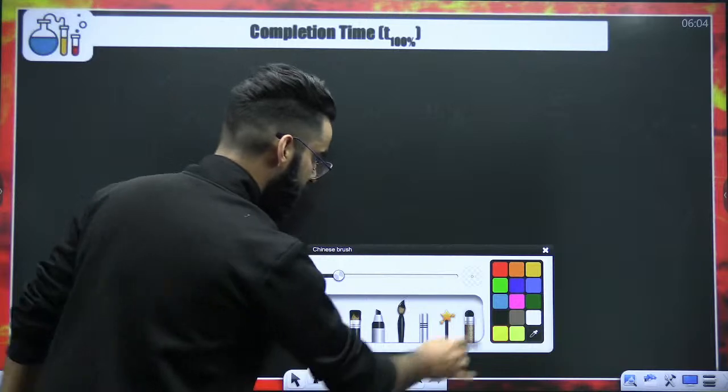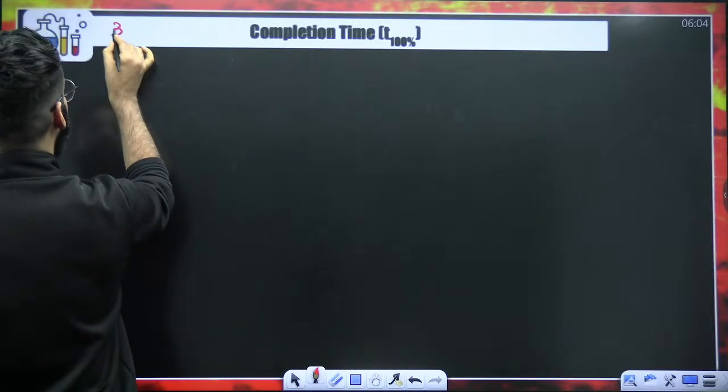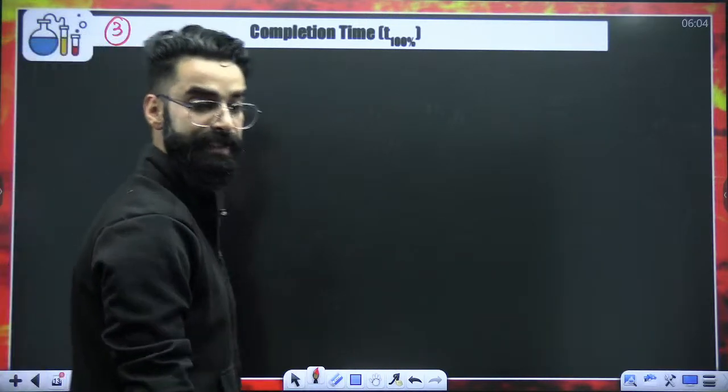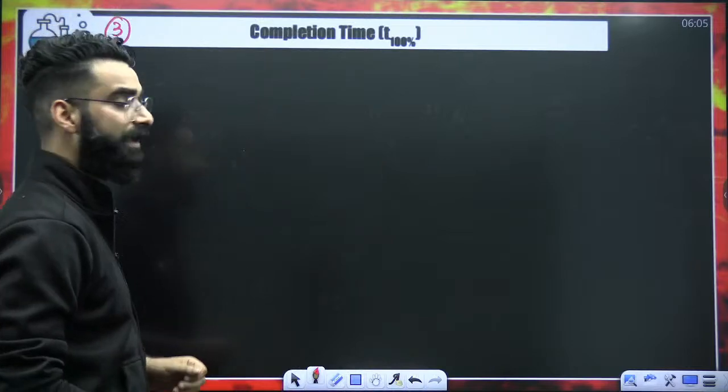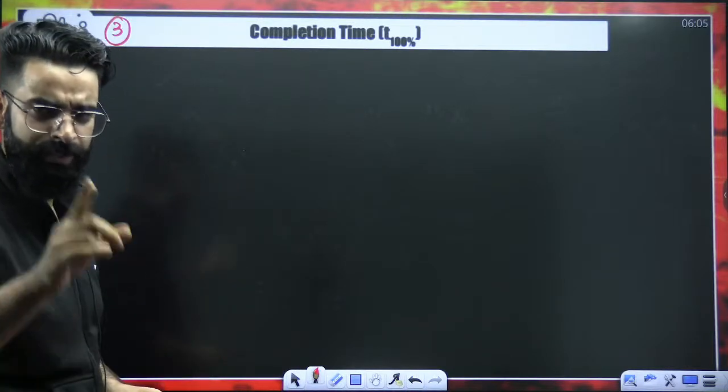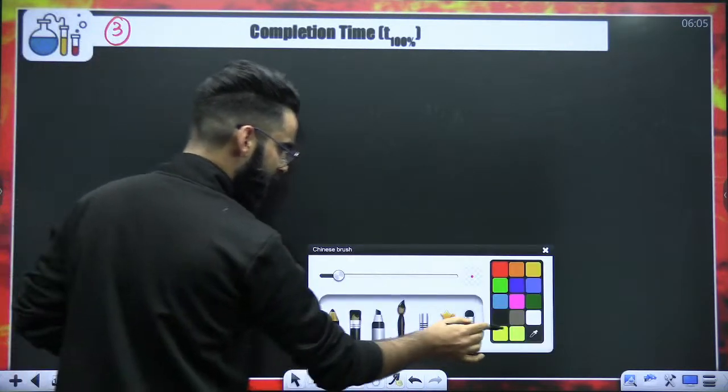The third parameter for the first order reaction. What is that? That's completion time. What used to be the completion time in zero order reaction? It used to be A naught by K. How do we get the completion time in the first order reaction? This is important. Have a look exactly what I'm going to say.